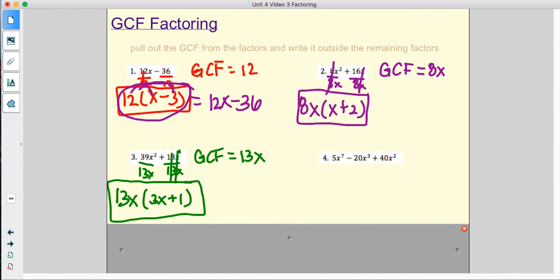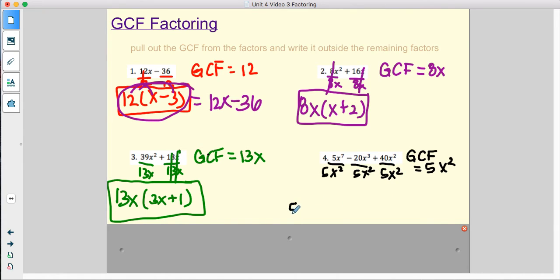Example 4. Now this one looks a little different. This is a trinomial because there are 3 pieces. So let's look at whether I can factor out a GCF first. What's it going to equal? I have a 5, a 20, and a 40, so I can divide them all by 5. And then it's always the smallest exponent, if you guys aren't catching on to that. Here's a 7, here's a 3, and here's a 2 for the exponent. So I can take out an x squared. So I'm going to divide each one.